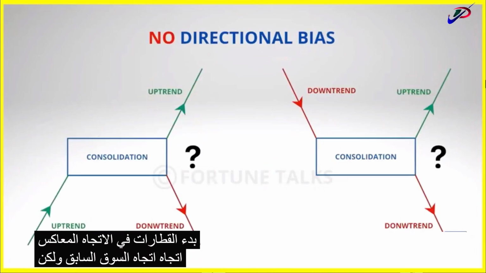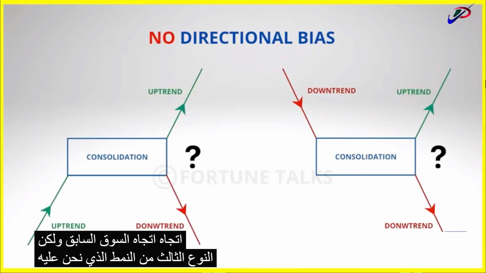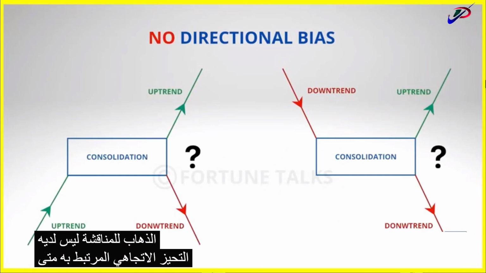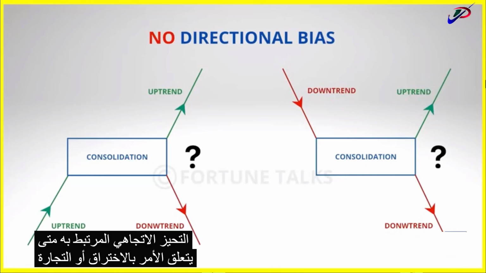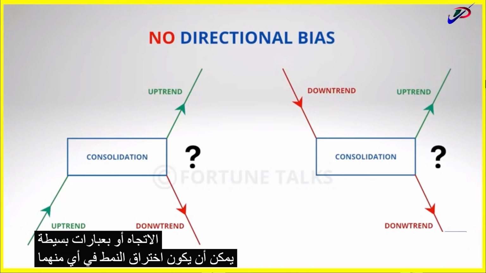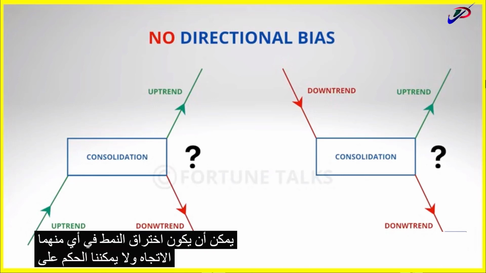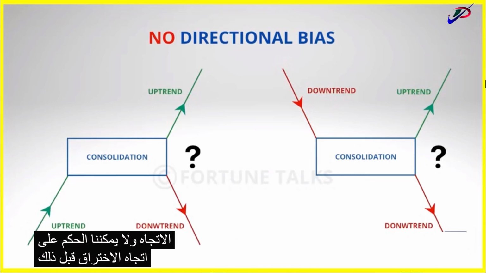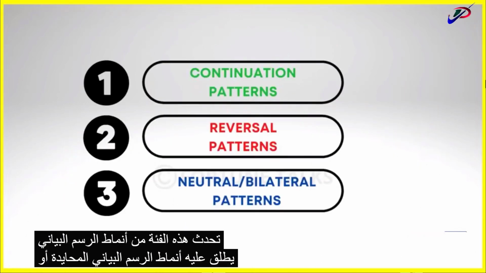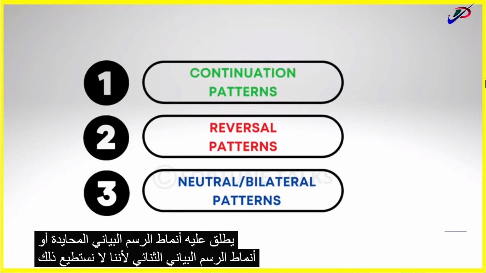But the third type of pattern that we are going to discuss doesn't have a directional bias associated with it when it comes to the breakout or the trade direction. Or in simple terms, the breakout of the pattern can be in either direction, and we cannot judge the direction of the breakout before it happens. This category of chart patterns is called neutral chart patterns or bilateral chart patterns.